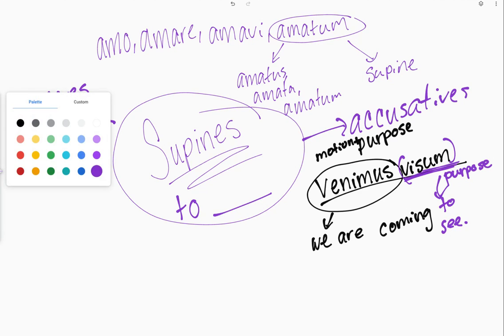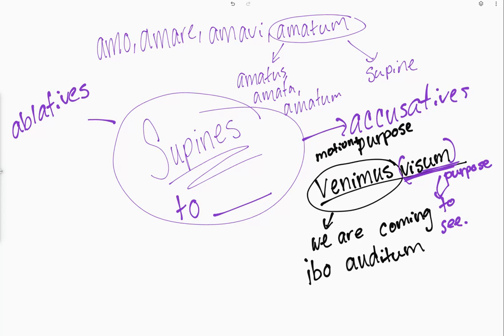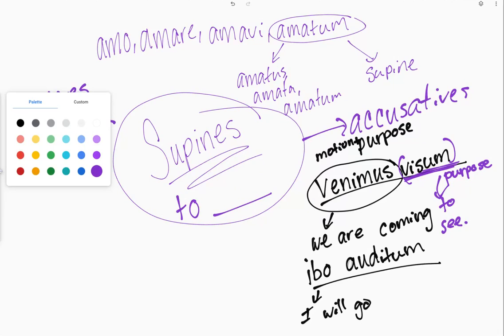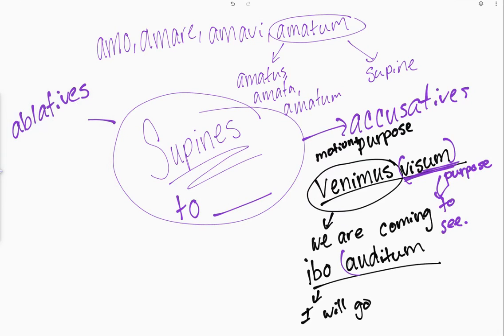Let's do another sentence. Ibo auditum is what we have here. We have our main part of our sentence, I will go. And then we have our accusative supine, auditum, which we're going to translate as some sort of purpose. So I will go to hear. I will go in order to hear. That's the idea that you'll see with an accusative supine.